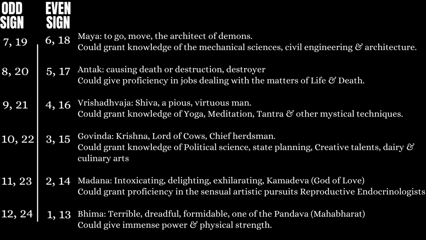Next, friends, is Govinda, Lord Krishna, the Lord of cows, chief herdsman, and it could grant knowledge of political science, state planning, creative talents, dairy and culinary arts. So if you are an aspiring hotelier and your important ascendant lord, 5th house lord, or 10th house lord is being presided over by Govinda from the D-24 chart, deities and all of that, that can be seen as a very good sign.